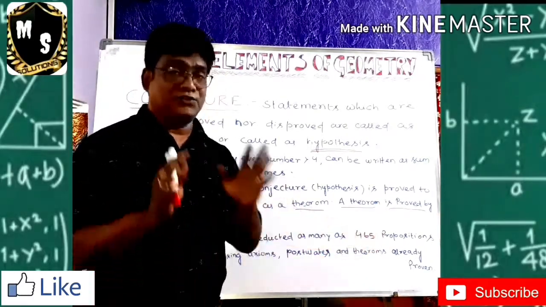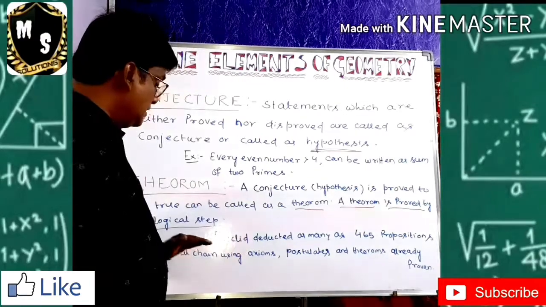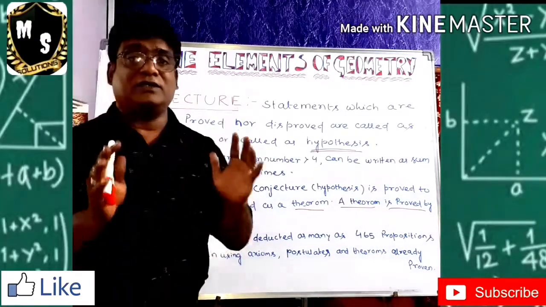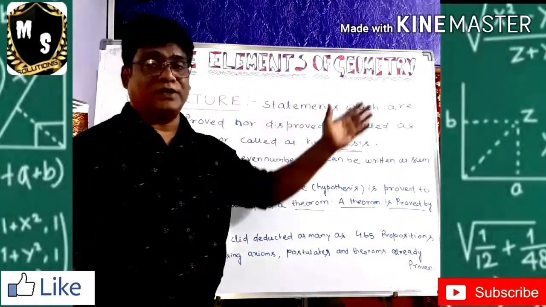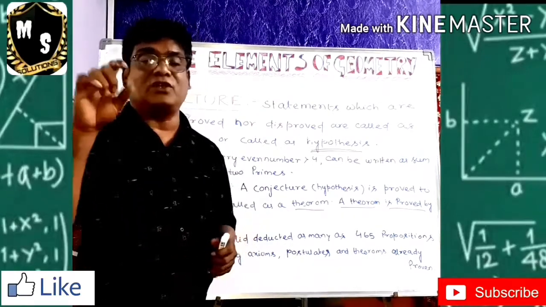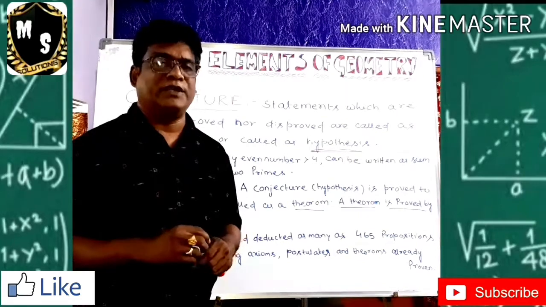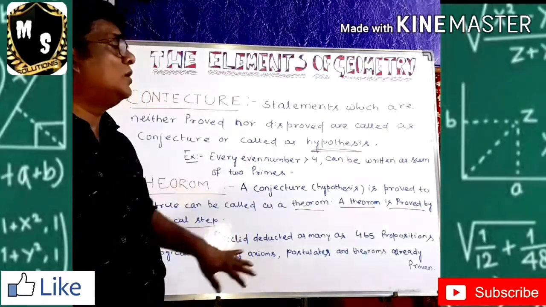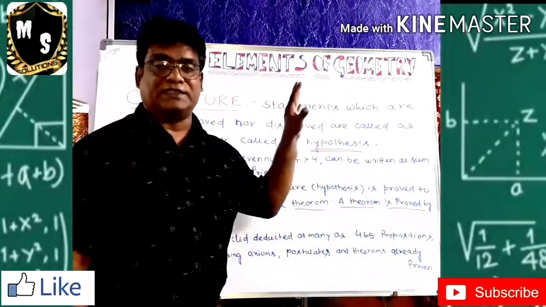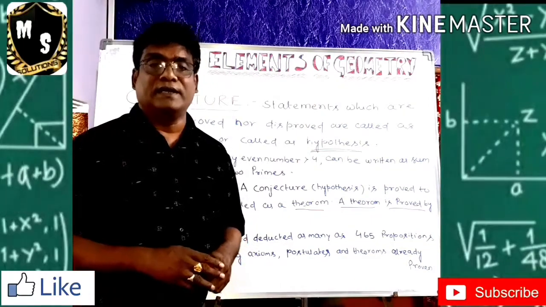Imagine, 465 propositions. For that reason Euclid is called the father of the elements of geometry, and some books give the top heading as Euclid's geometry. In your book it is the elements of geometry. I hope you understood all the things in the elements of geometry nicely.